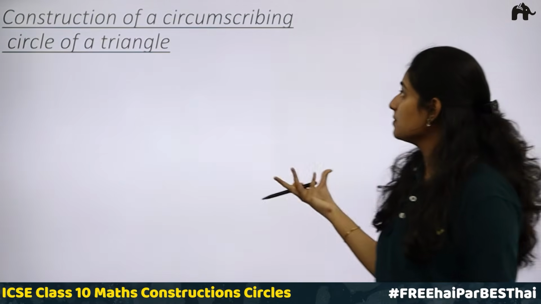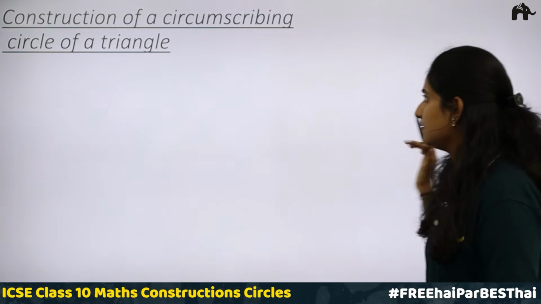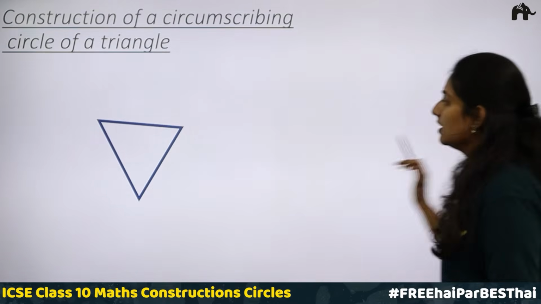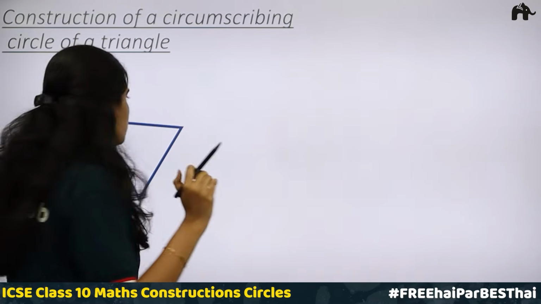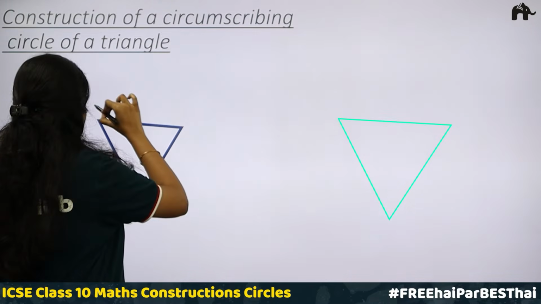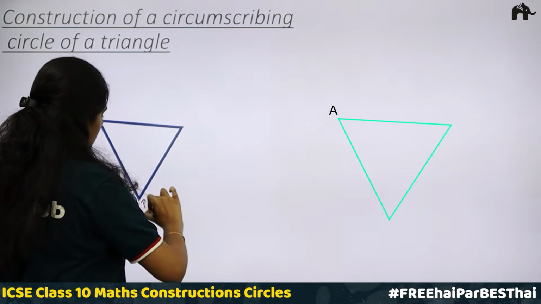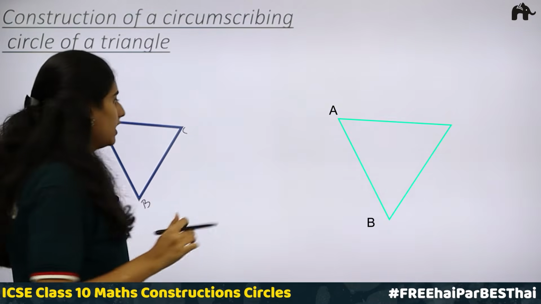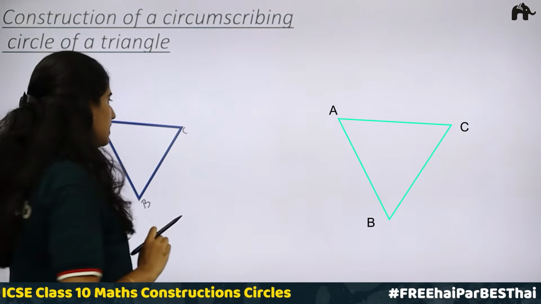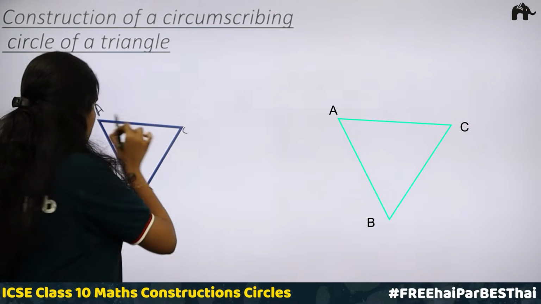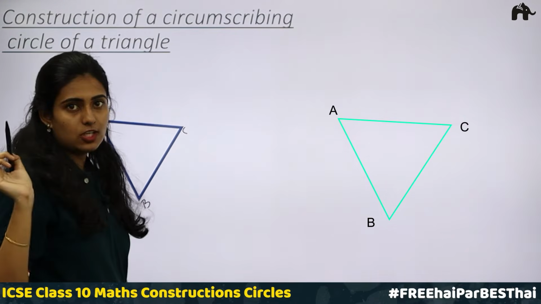Next is the construction of a circumscribing circle of a triangle. First, let us take a triangle. So here we have a triangle. We are going to draw the circumscribing circle. For that, this is my triangle ABC. For this triangle, consider any two sides and draw perpendicular bisectors of these sides. First, let us take AC. How to draw perpendicular bisectors?